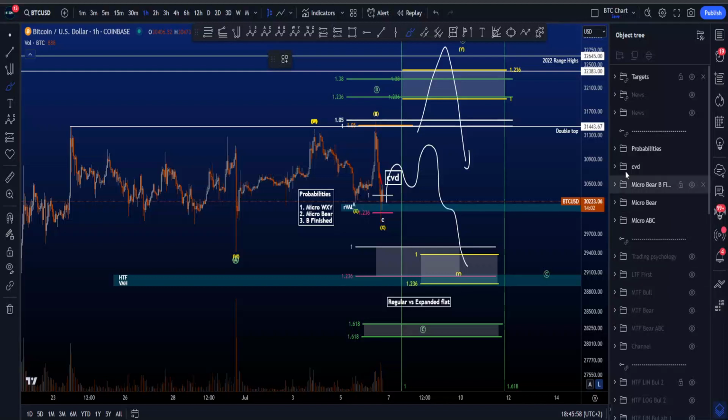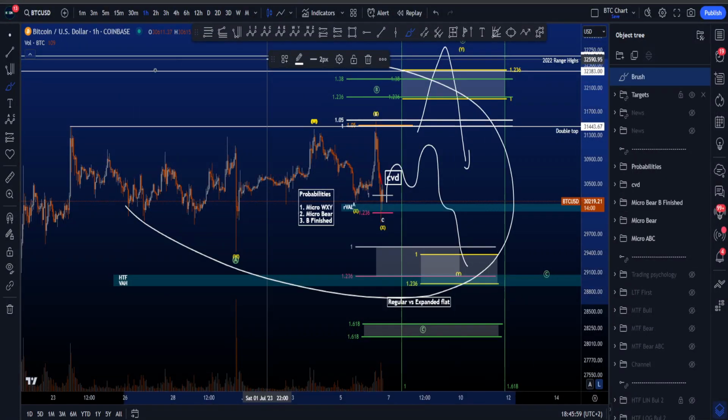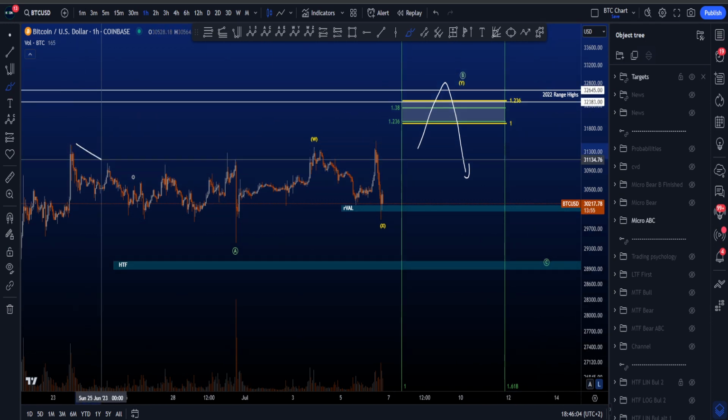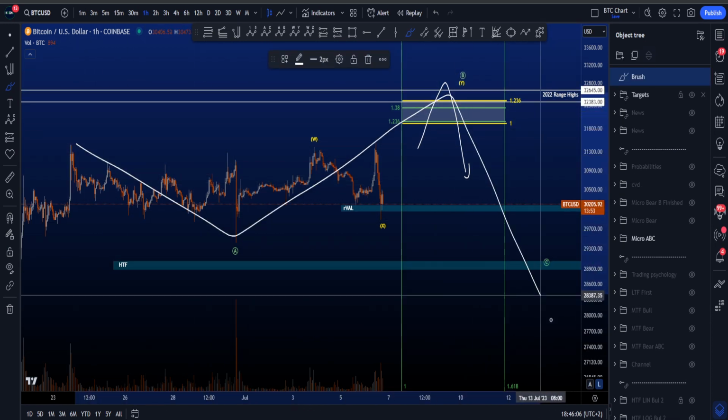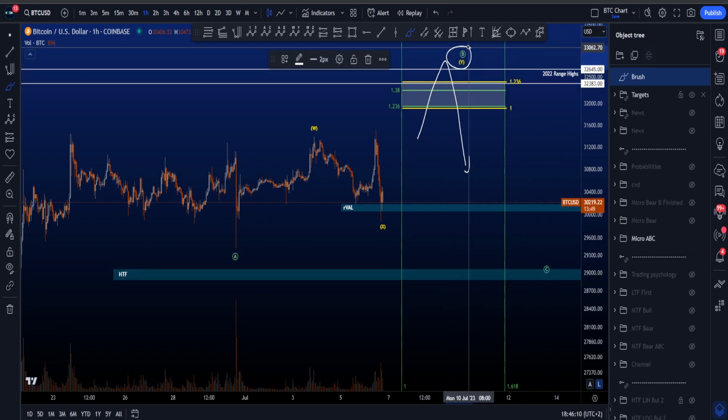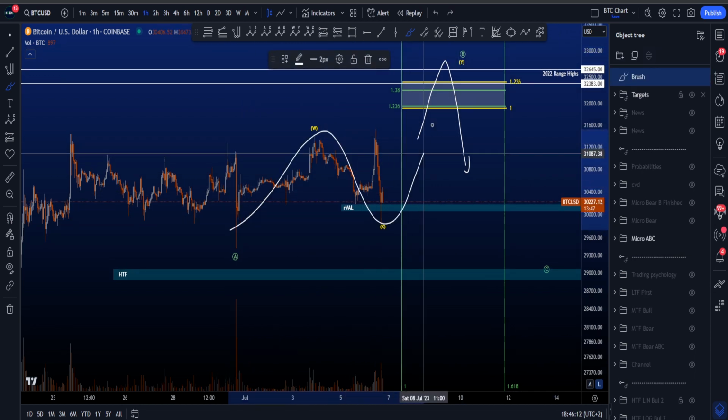Hi everyone, let's go over my micro bullish and bearish Elliott Wave scenarios on Bitcoin. Starting with my micro expanding flat ABC scenario, where we're looking for a 3-3-5 wave move to the downside, price is currently inside the green wave B and then a WXY.